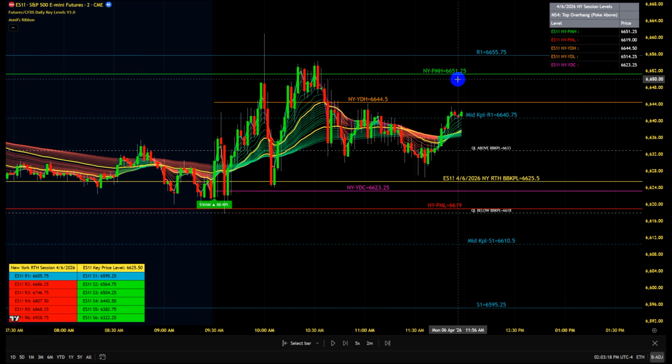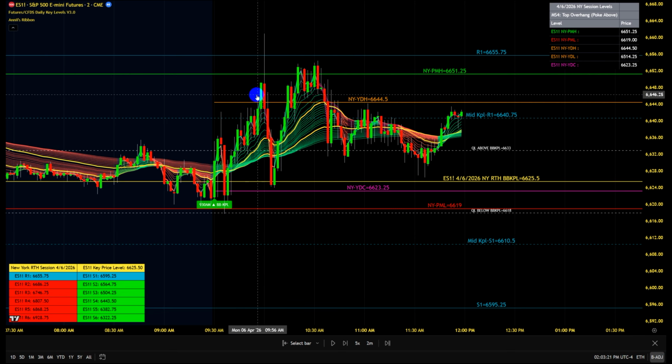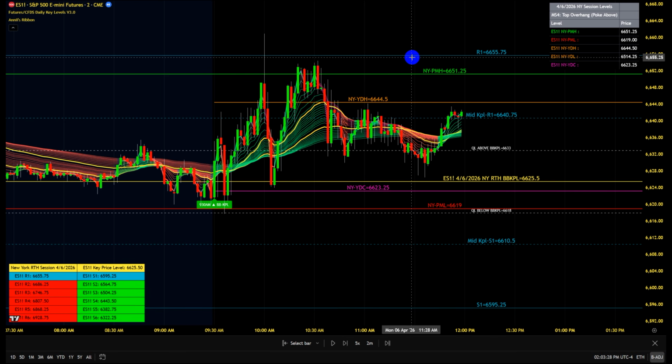Also, the PMH is before the R1 level as well. So that can also be one. As you can see, it hit any one of these levels, including the R1 regular scalp.